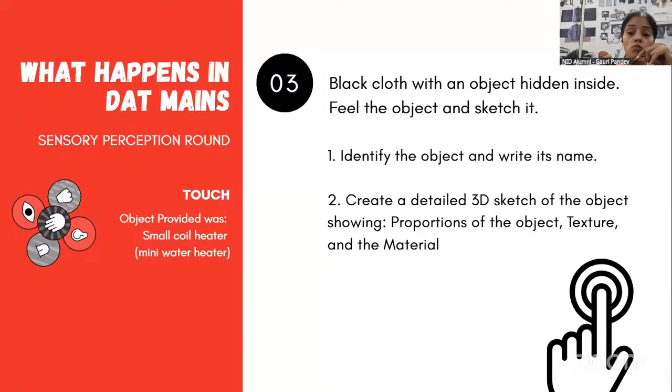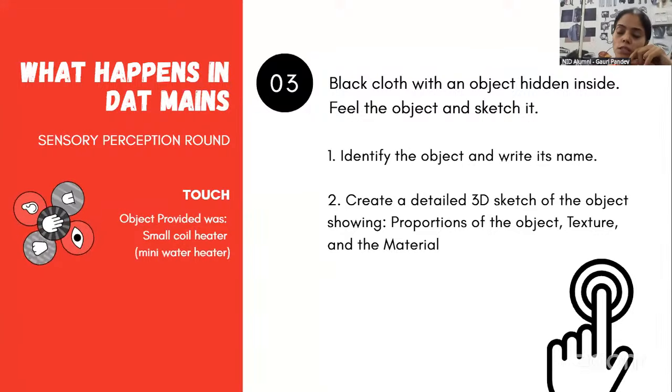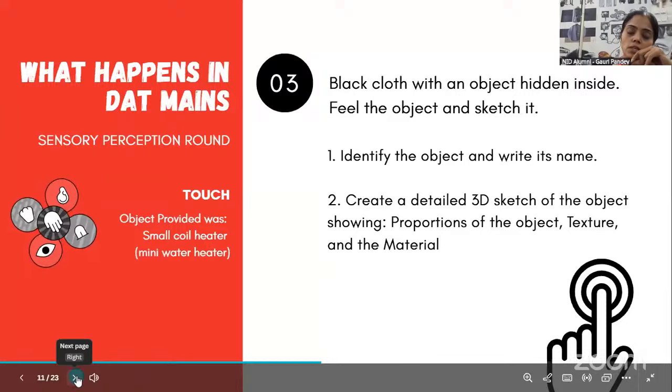So that's what they're looking forward, that can you really, even with the touch, can you really understand about the details of the product, the proportion, the texture, the material? Can you also draw it properly on paper? So they're testing many things together. So sensory perception round is actually, though it is a test of senses, but it is connected to a lot of drawing work. So therefore communication, when you're communicating your ideas on paper, you work on paper. So they're also looking at that.